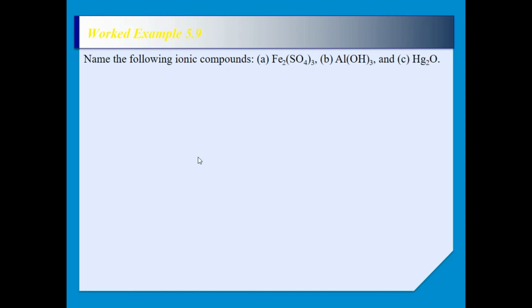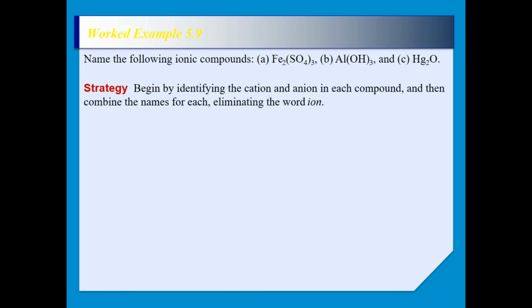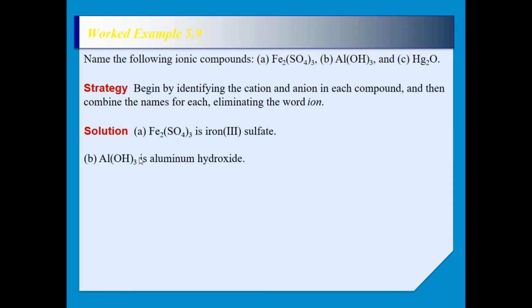How do we name the following ionic compounds? Identify the cation and anion in each compound and find the names for each. So Fe2(SO4)3 is iron(III) sulfate, because sulfate is a -2 ion in your table, and with 3 of them it has to go to 6, so that you know it's iron(III) sulfate.